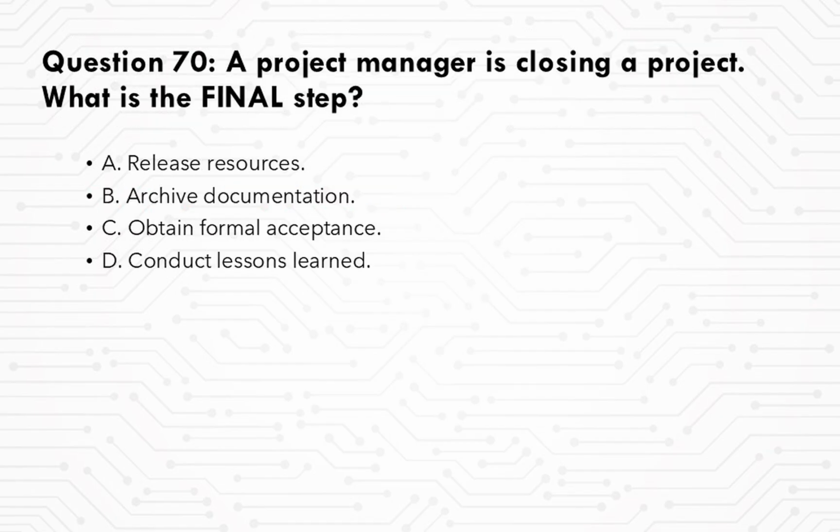Question 70. A project manager is closing a project. What is the final step? A. Release resources. B. Archive documentation. C. Obtain formal acceptance. D. Conduct lessons learned. Answer: B. Archiving is the last administrative closure step.